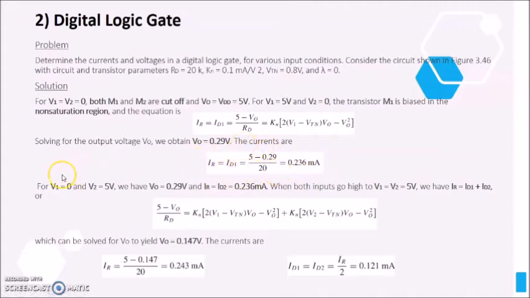Next, for V1 is 0 and V2 equals 5 volts, we have VO as 0.29 volts and IR equal to ID2, which is equal to 0.236 milliampere. When both inputs go high, V1 equals V2 equals 5 volts, we have IR equal to ID1 plus ID2, or the equation below, which can be solved for VO to yield VO equal to 0.147 volts. Finally, the currents are defined.